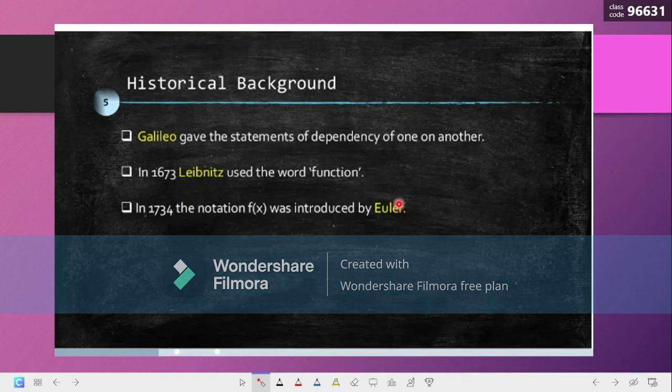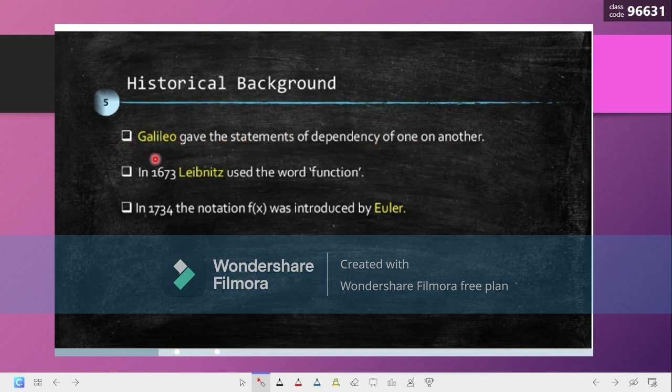Okay. Now, let us proceed to the historical background. So, you might be asking, where does the function, or the word function, originate? So, let's have just a brief background about function. Okay. So, we have here the first one. We have Galileo, who gave the statements of dependency of one on another.